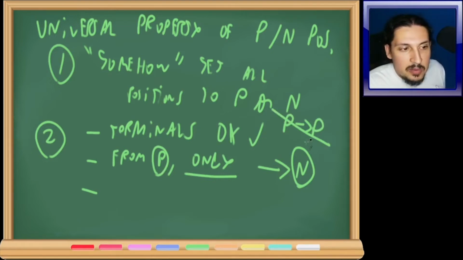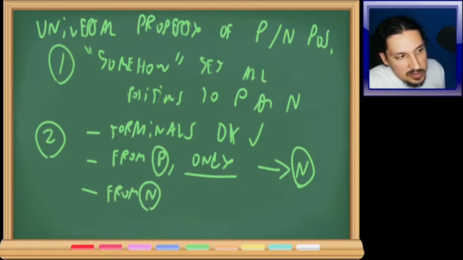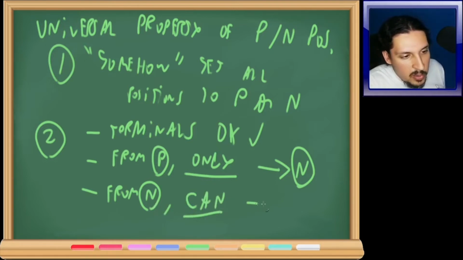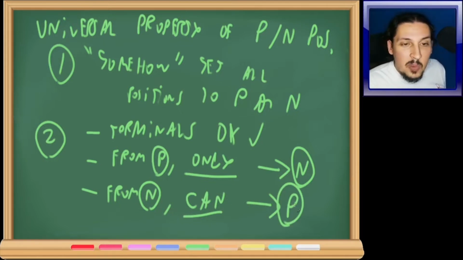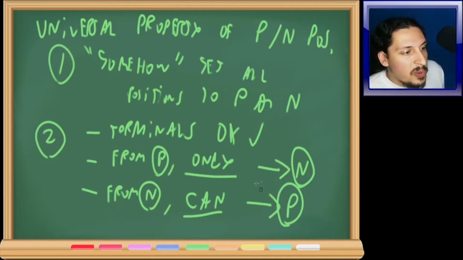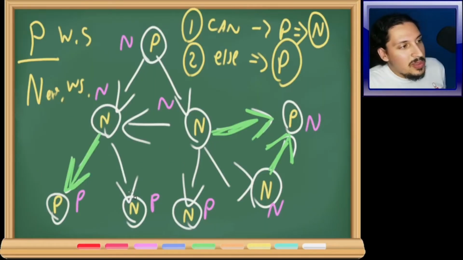This is completely forbidden. And the other rule is that from any N positions, which is not a terminal, terminals are handled by the first rule, from any N positions, you can move to a P position. So for any N position, there must exist at least one P position to which you can move. Any way, no matter how you get it, any way of choosing P and N positions that satisfies these properties is the correct partition into P and N positions according to this definition.